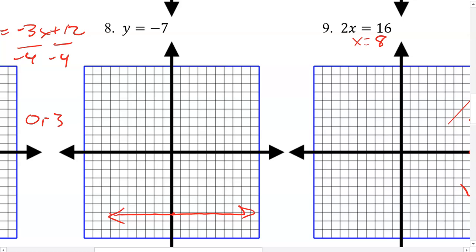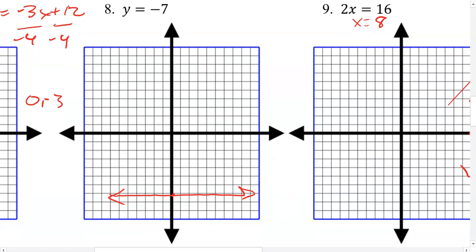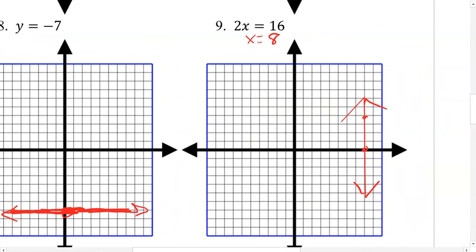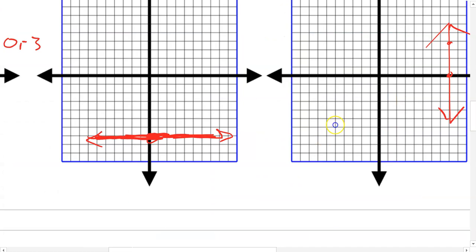Number 8, pretty straightforward. y equals -7. It is a horizontal line at y equals -7. Question number 9. This only has an x value. Divide both sides by 2 and we get x equals 8. Note this is not a function, it is a vertical line at x equals 8.